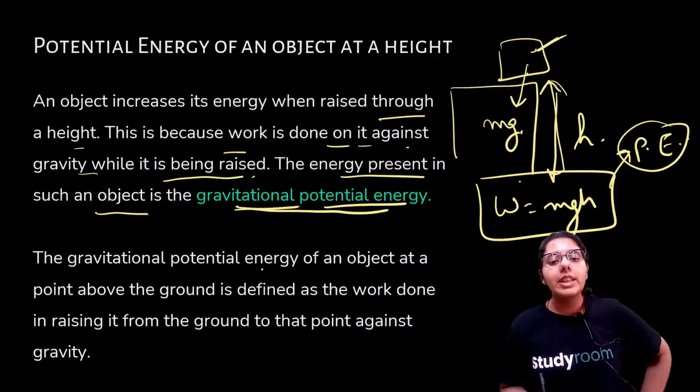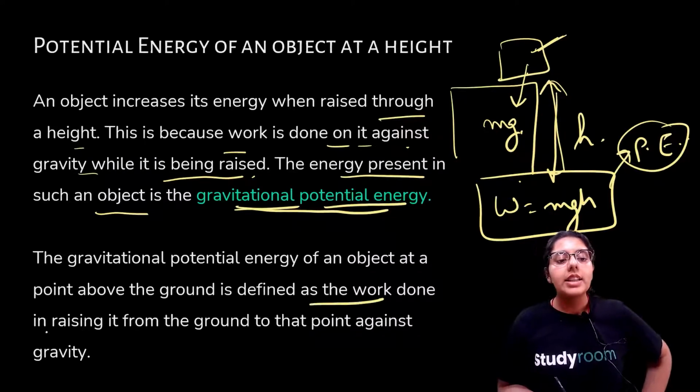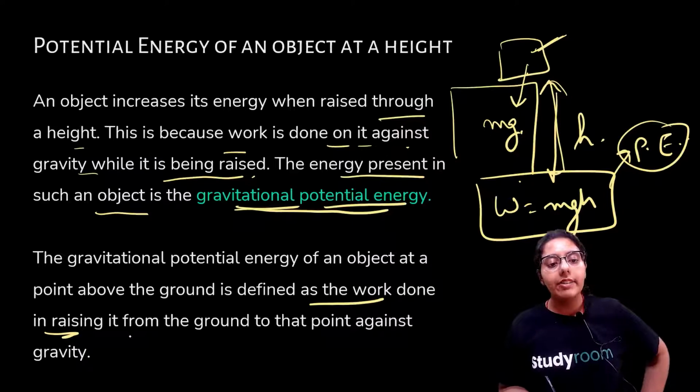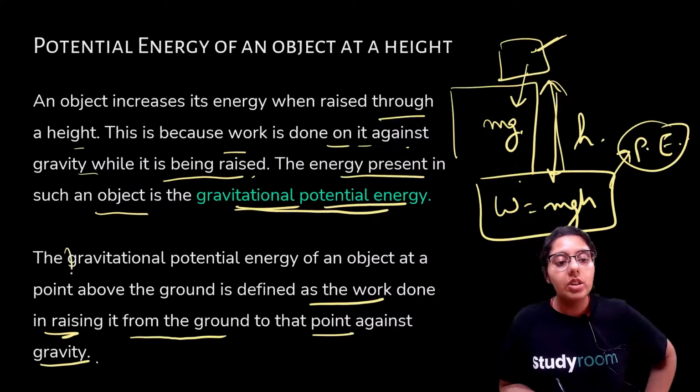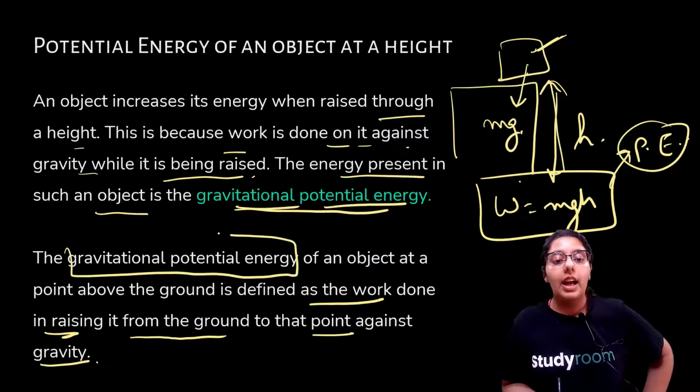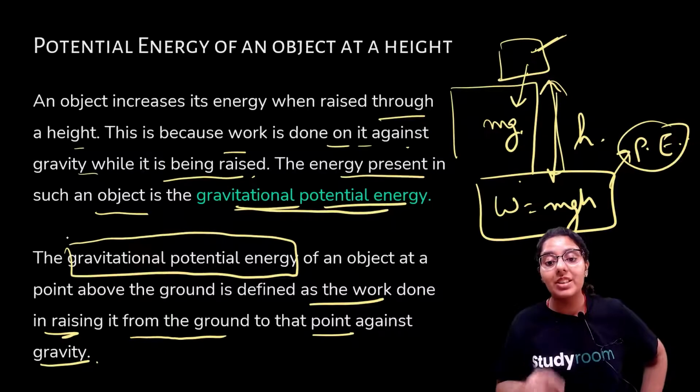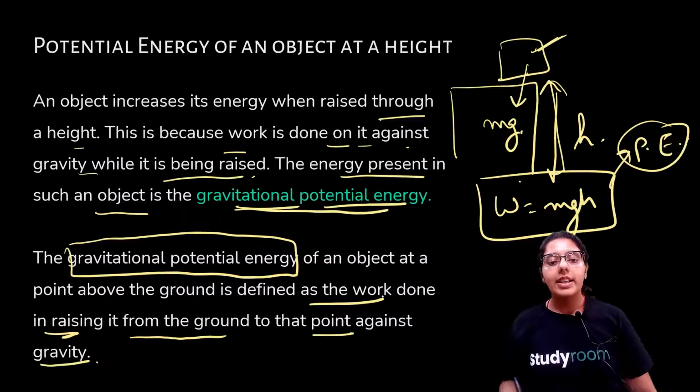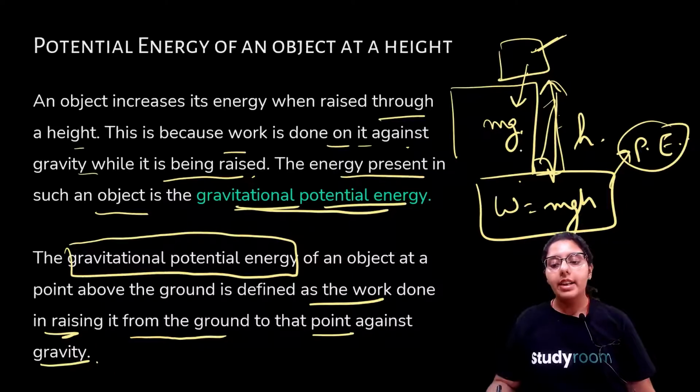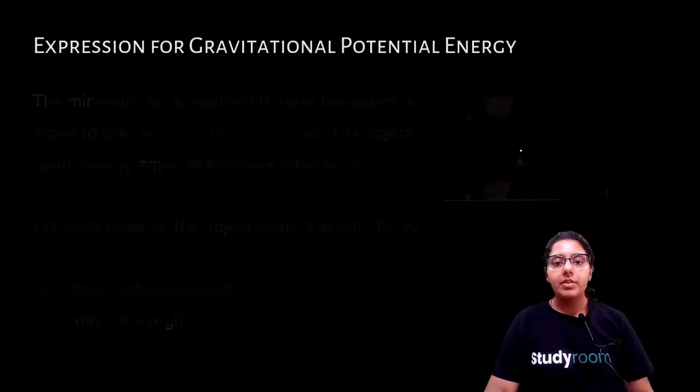The gravitational potential energy of an object at a point above the ground is defined as the work done in raising it from the ground to that point against gravity. So this is your gravitational potential energy. I'll ask you, define gravitational potential energy. It is the work done in raising it from the ground to the height against gravity.